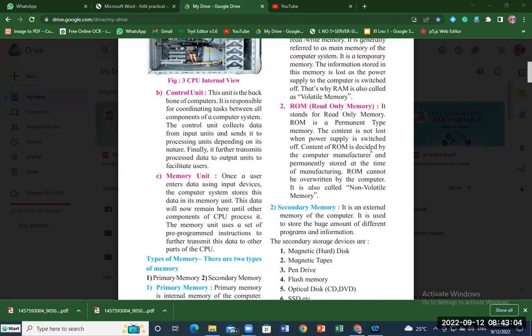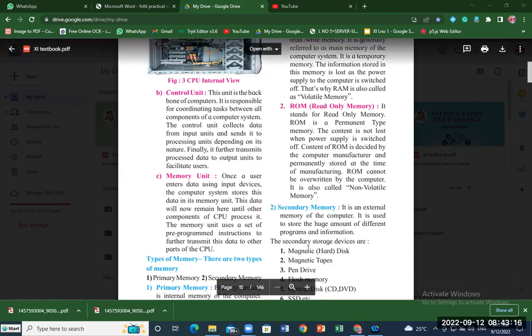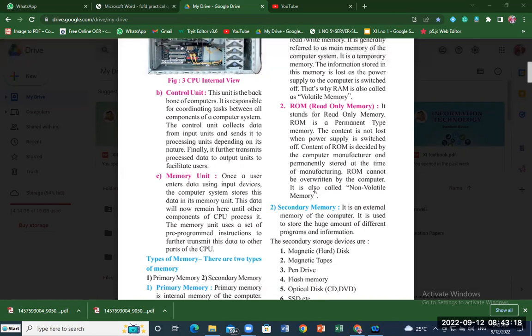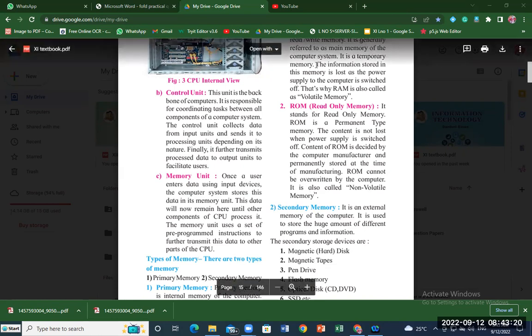So the manufacturer itself decides what instructions are to be given in ROM. ROM cannot be overwritten by the computer. It is also called non-volatile memory. Here it was volatile, here it is non-volatile. It can't be overwritten, but RAM can be overwritten again and again.